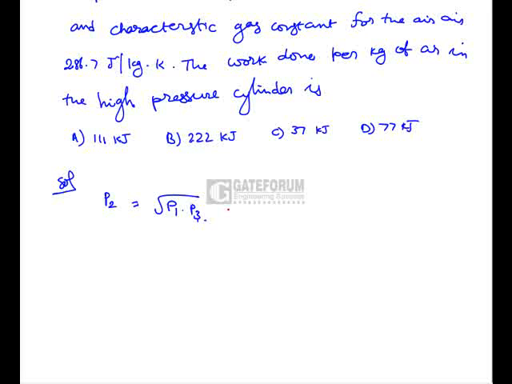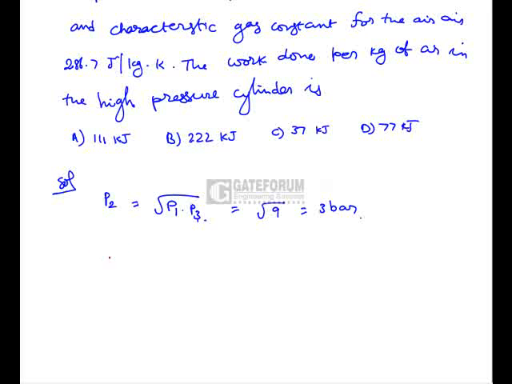high pressure cylinder. So here P1 and P3 are known values, that is P1 is 1 bar and P3 is 9 bar. P3 is the pressure of the air at the exit of the high pressure cylinder, so that is 9, and P1 is 1, which gives 3 bar. So this is the intermediate pressure of the two-stage compressor.